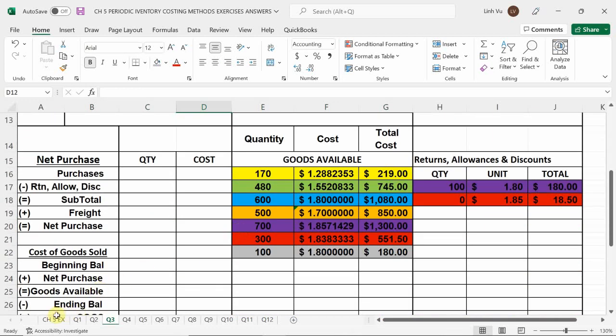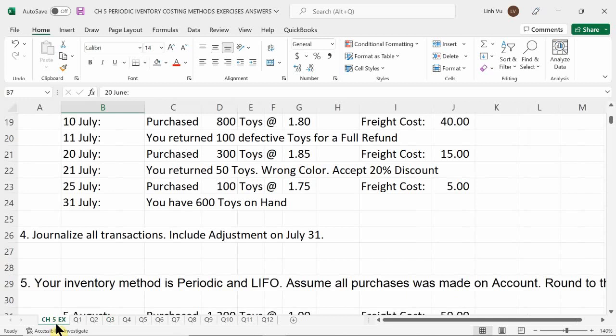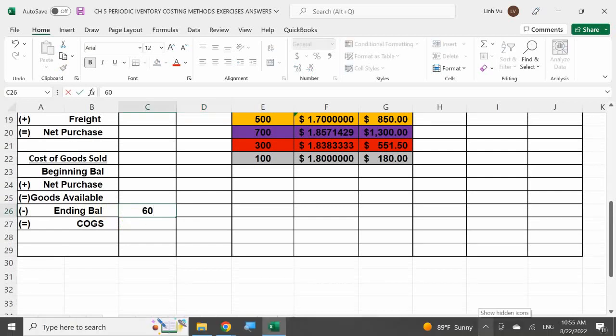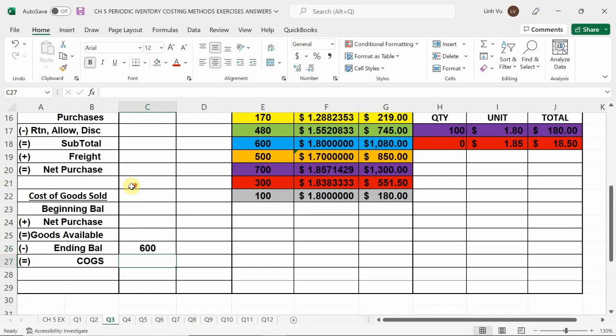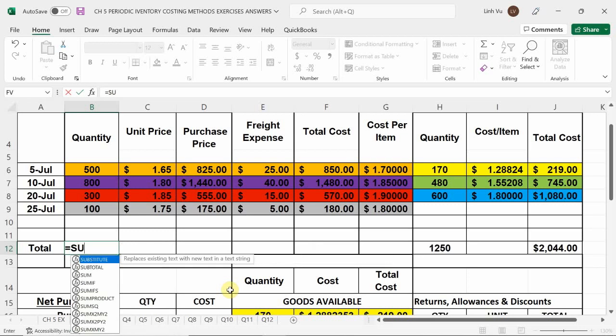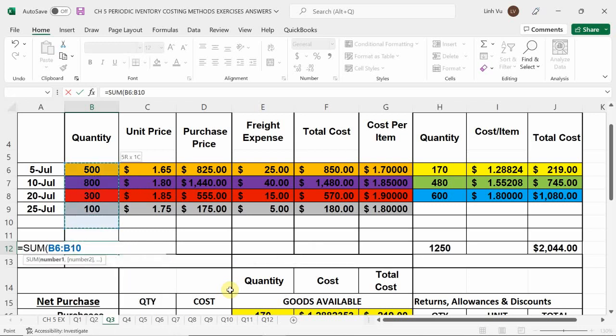Now that we have our ending balance, we have a total of 600 toys left on hand, so that's going to be down below here, 600. Now let's tally up our totals. We need to figure out how much we purchased, how much we returned, and how much we actually have available, because we already calculated our beginning inventory. How many did we buy in grand total? So I got 500 plus 800 plus 300 plus 100.